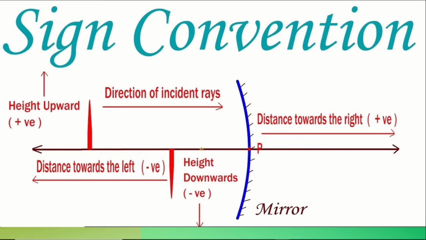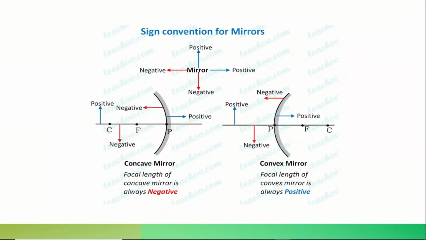By these sign conventions, we can easily do problems on convex lens, concave mirrors and spherical mirrors using the mirror formula. This is the quick glance of the sign convention of mirror.